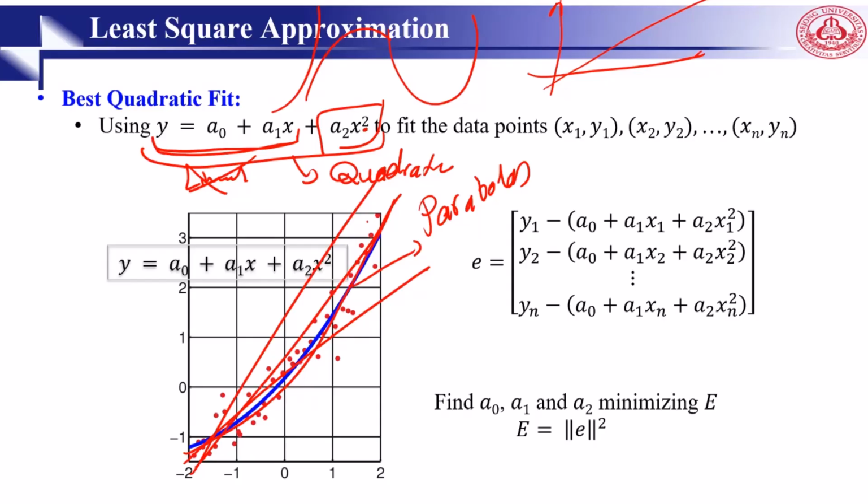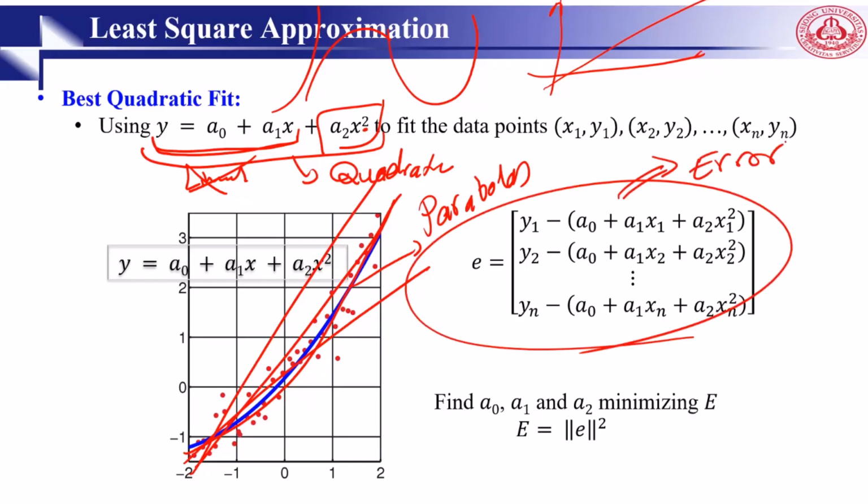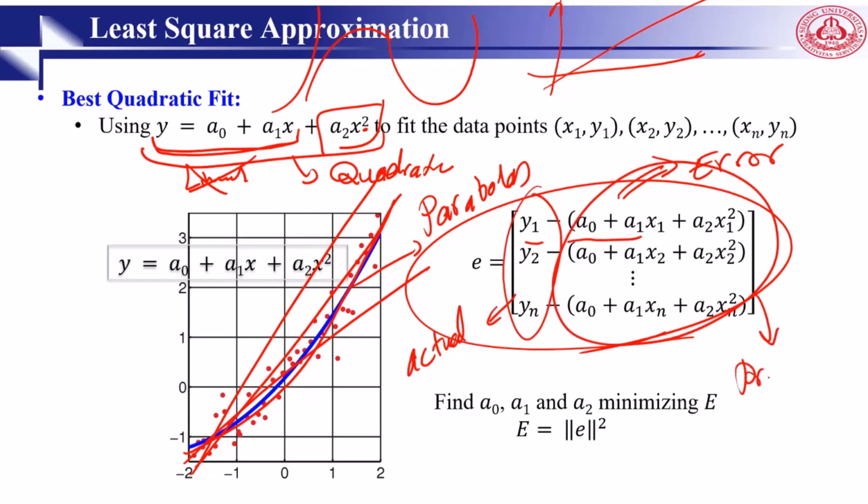Like what we did in the case of linear, here we also try to find the distance of each data point to our curve. So this is the error, the same as what we did in linear: y minus, this is the actual values, and these are the predicted values. Then we try to minimize the error.